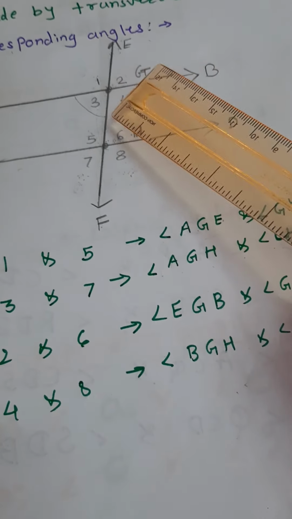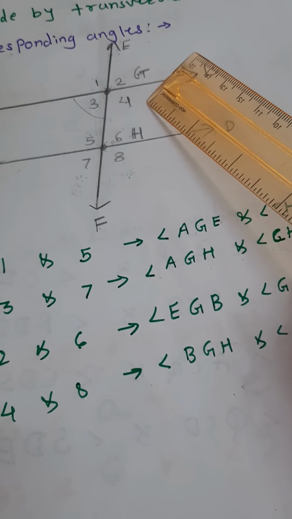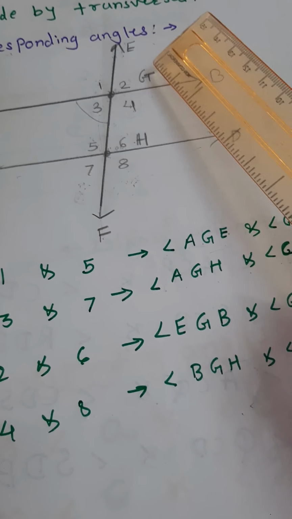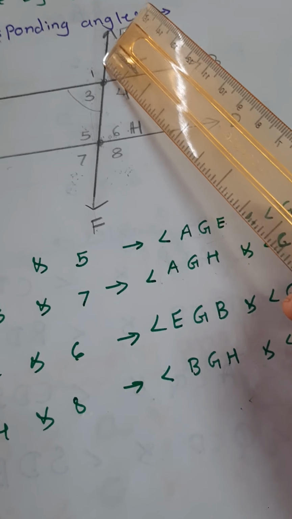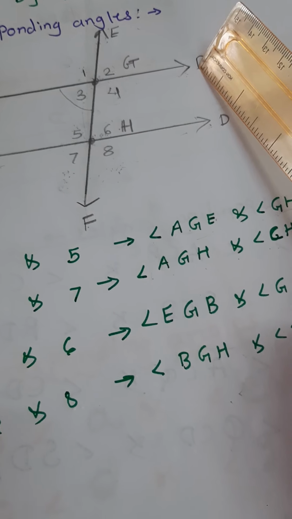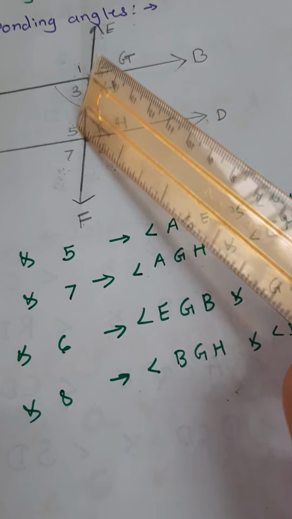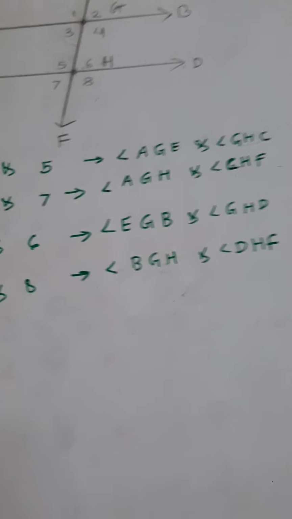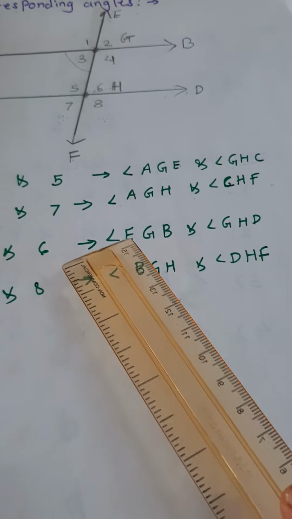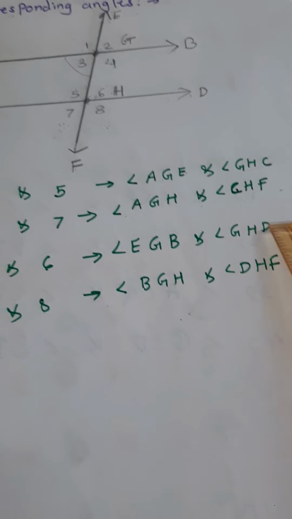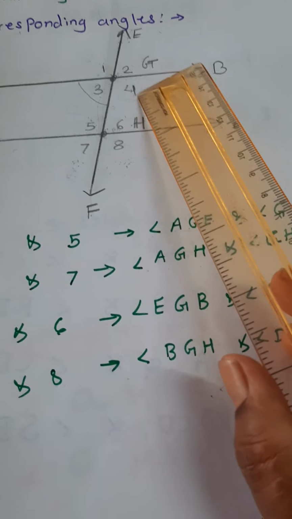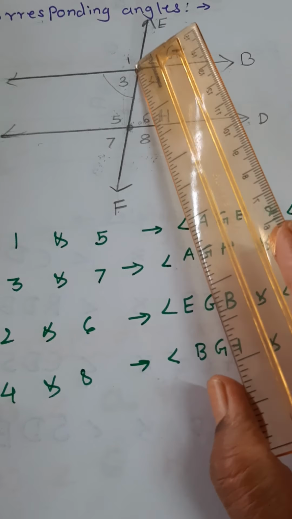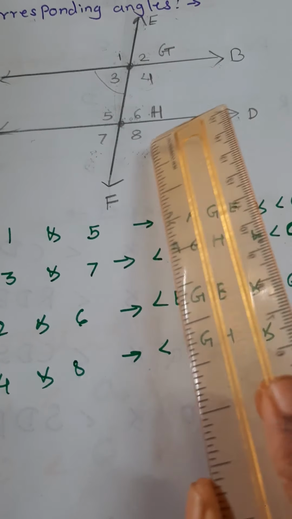Now angle number 2 and 6 are corresponding. Similarly, angle number 4 and 8 are corresponding angles. So how to read angle number 2? Like this: E, G, B. Now how to read this angle? Like this way: G, H, D. So this is the third pair, angle EGB and angle GHD. Now angle number 4 and 8 are corresponding angles. How to read angle number 4? BGH. And how to read angle number 8?